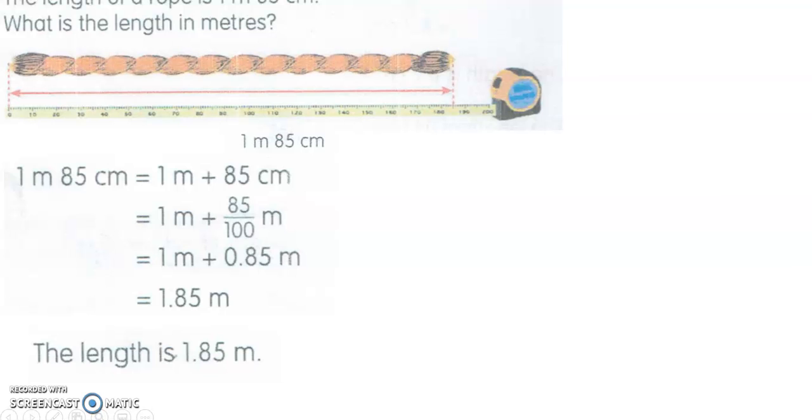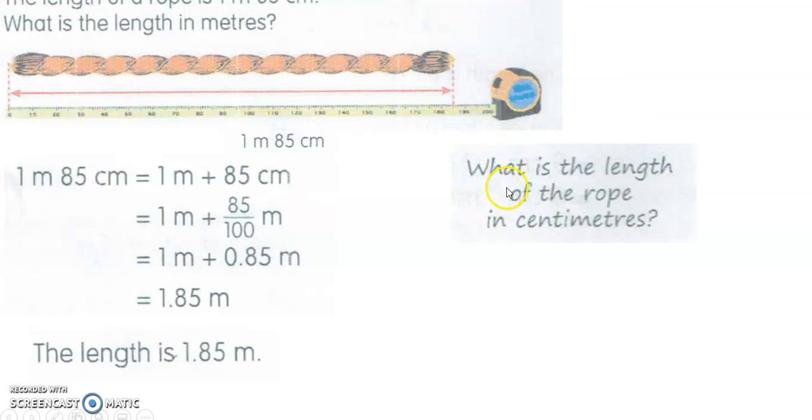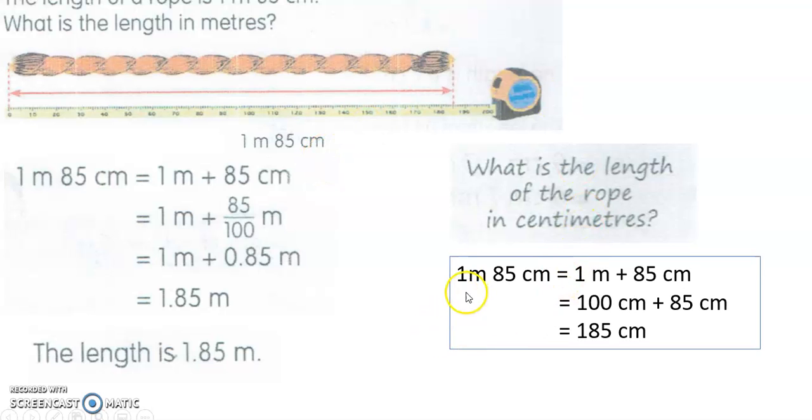Okay, so the length is 1.85 meters. Now, what is the length of the rope in centimeters? This time I want the length to be in centimeters only instead of meters only, or in meters and centimeters. So I will bring the length in meters and centimeters, and I will change it into only centimeters as follows.